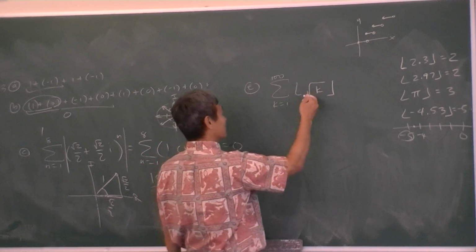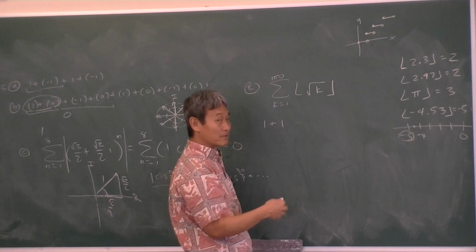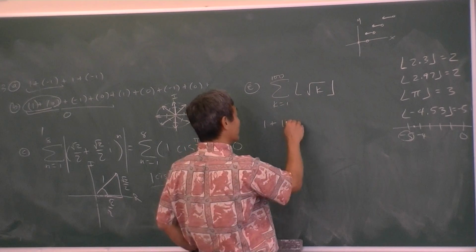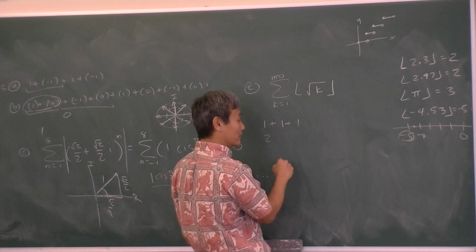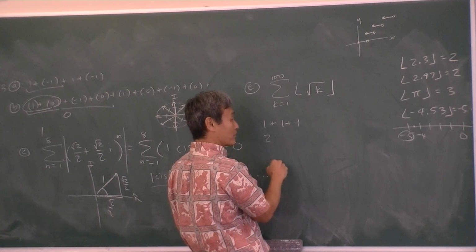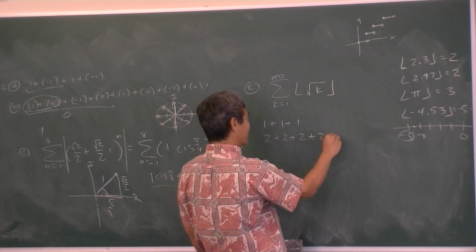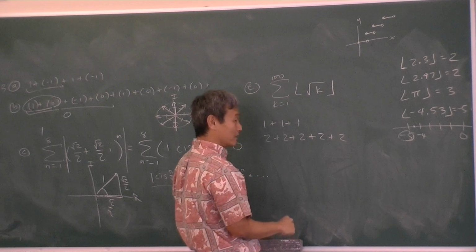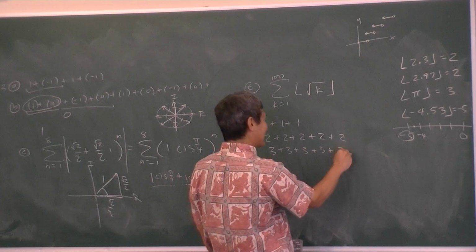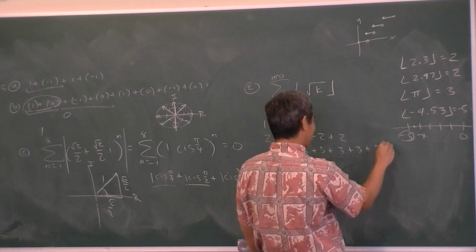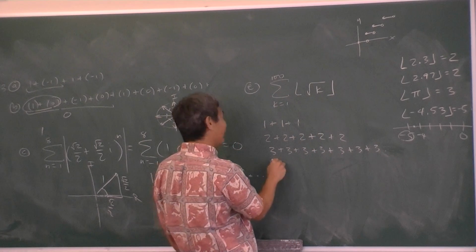Okay, plug in 1. Plug in 2. Square root of 2 is 1 point something. Greatest integer is 1, right? Plug in 3. Plug in 4. Square root of 4 is 2, right? Plug in 5. Square root of 5 is 2 point something. 6, 2. 7, 2. 8, 2. But what happens when you plug in 9? Now you get 3. 10, 11, 12, 13, 14, 15. When you plug in 16, you get 4.